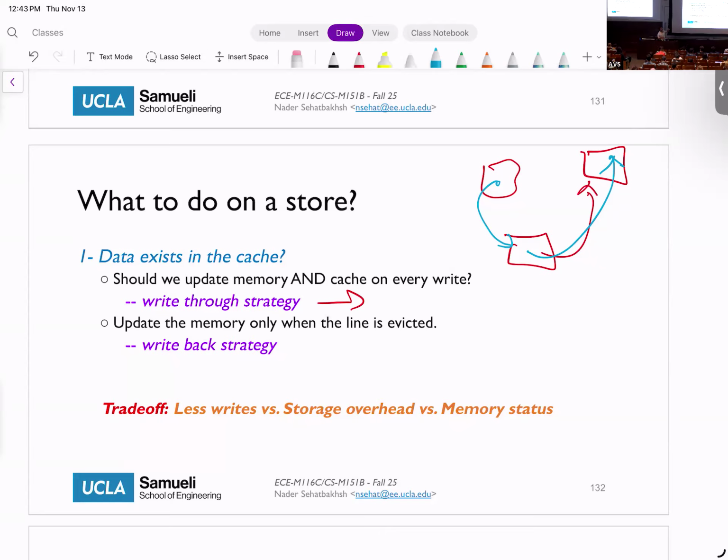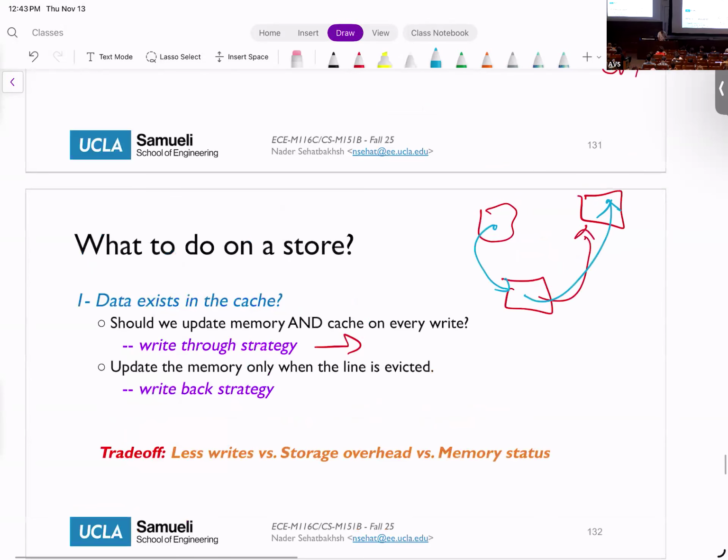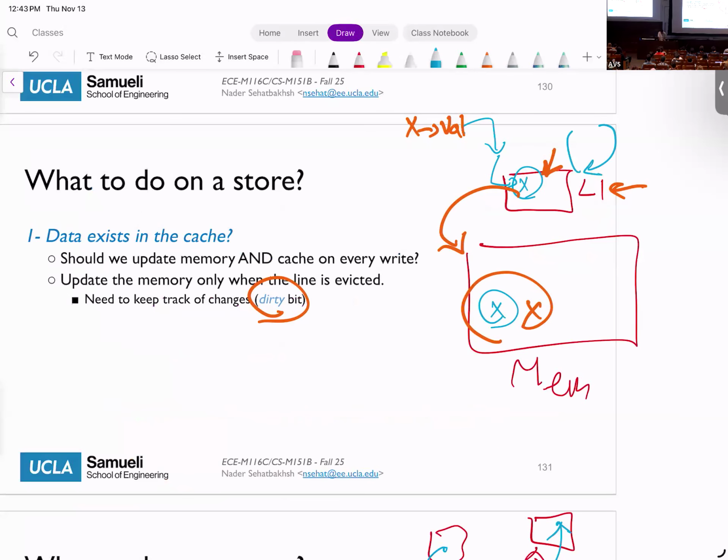But the nice thing about write back is it saves the bandwidth a lot, because imagine that there is a line that is heavily written by the CPU. Your cache can filter that, so it doesn't need to actually go through the memory. So lots of bandwidth between the cache and memory will be saved by the write back strategy.